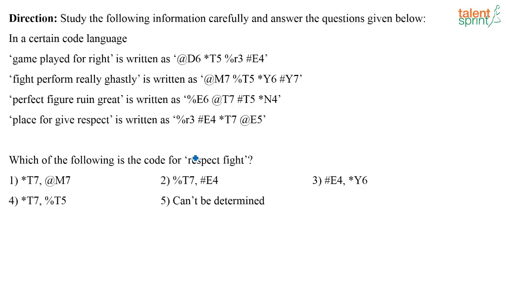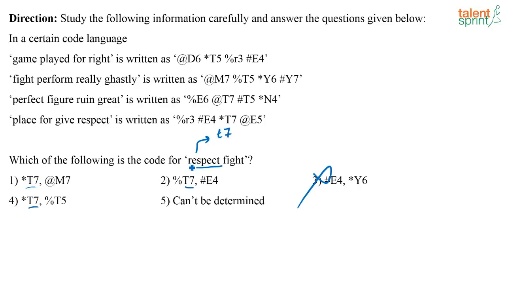So respect. Now let us look at what is the code for respect. How many letters are there in this word? 1, 2, 3, 4, 5, 6 and 7. So there are 7 letters in this word. What is the last letter? It is T. And so if you see here, all of these have T and 7, right? Except this option. So this option is eliminated. It is not the correct option. So you have only 3 options left.